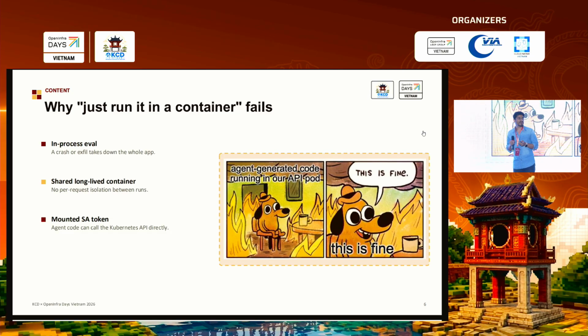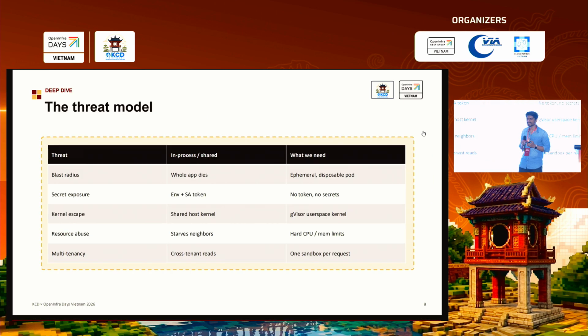Running AI-generated code in production looks fine, but obviously it's not fine until it bites you back. Let's talk about the threat model. What potential threats can there be when you try to run your models or AI agents in containers? The blast radius, right?